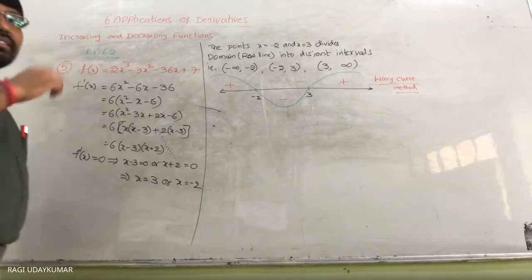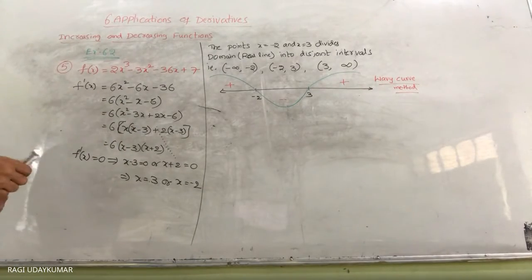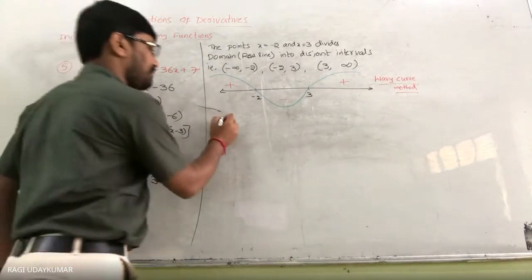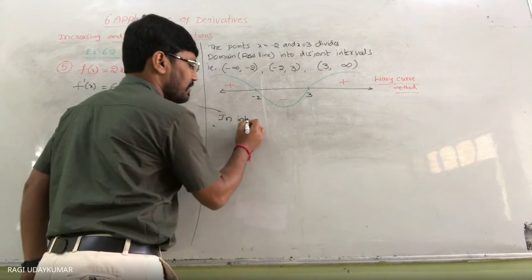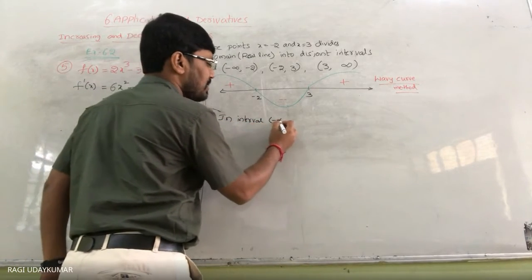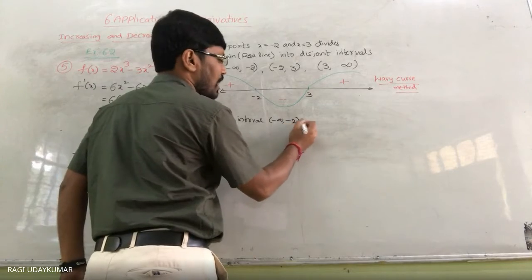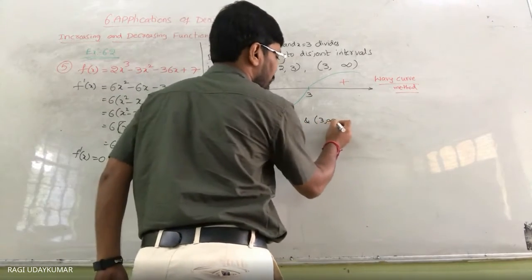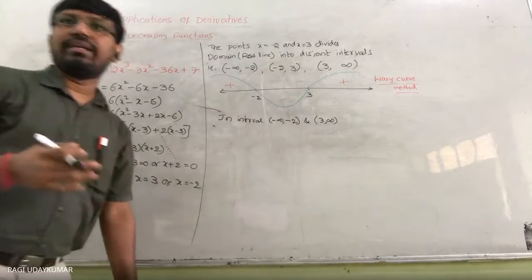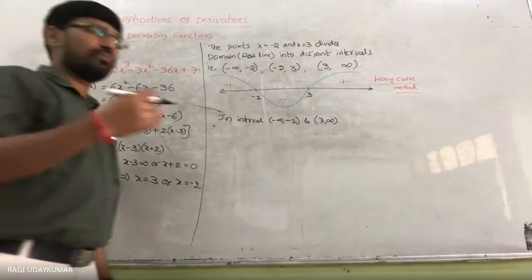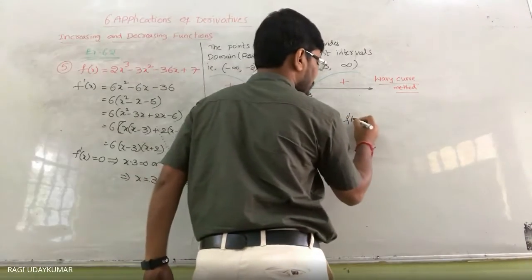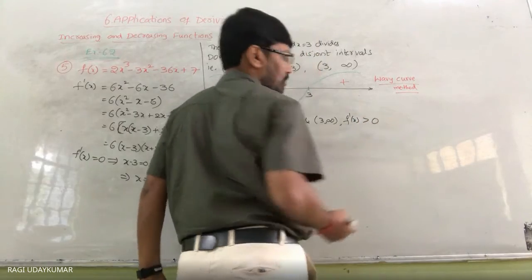In what intervals is it positive? There we have to mention it. In the intervals minus infinity to minus 2 and 3 to infinity. In these two intervals, f dash of x is positive. f dash of x is greater than 0.